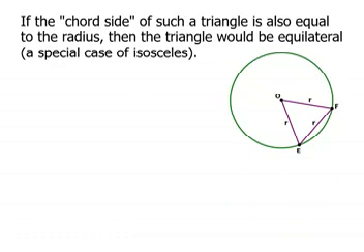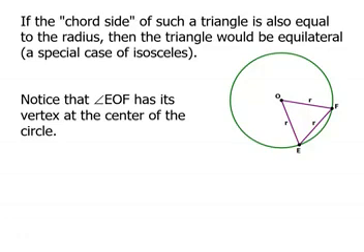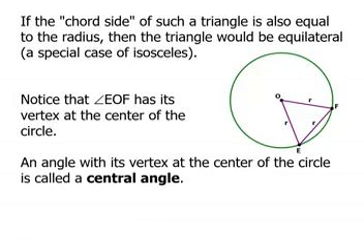If the chord side of such a triangle is also equal to the radius, then the triangle would be equilateral. So in other words, if we have a chord EF that has the length equal to a radius, then when we draw that triangle, all three sides are radii. So we get an equilateral triangle. All the angles are 60 degrees. And notice that angle EOF is at the center of the circle. Its vertex, its point, is at the center of the circle. An angle with its vertex at the center of the circle is called a central angle.